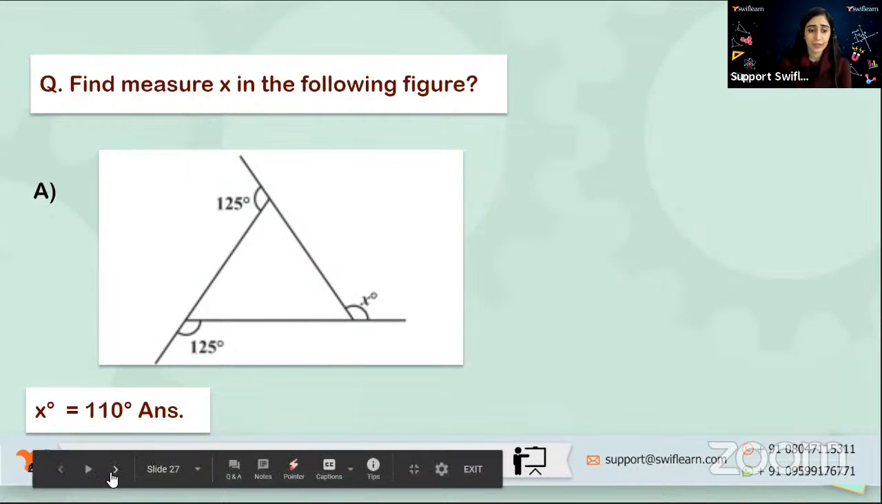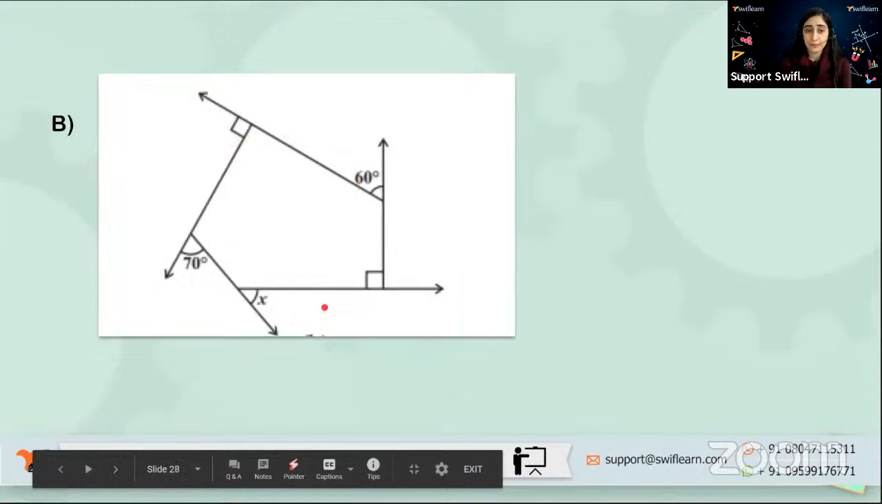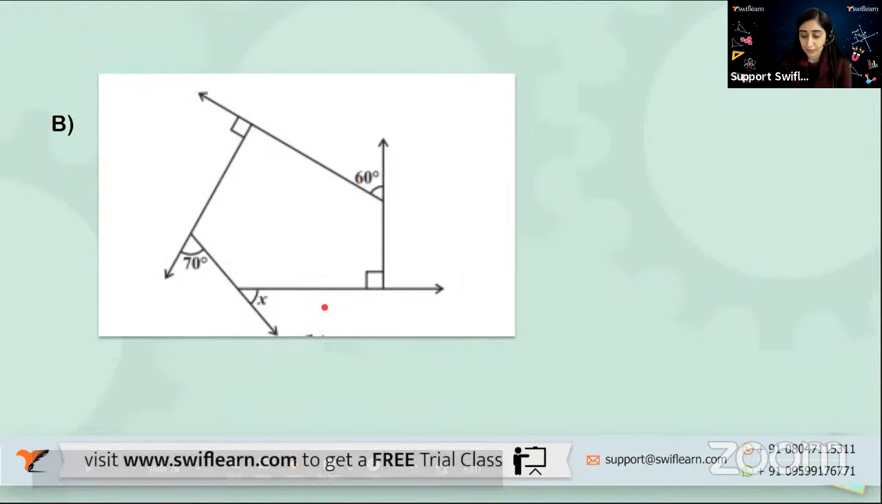Moving on to the next question. This one, give it a shot. I'll give you some time. Try it, solve, and give me the answer in the chat box. Now think over it, what angle it is. We can say that it's not given, but it is understood. That we have already understood. We know it. What is it?